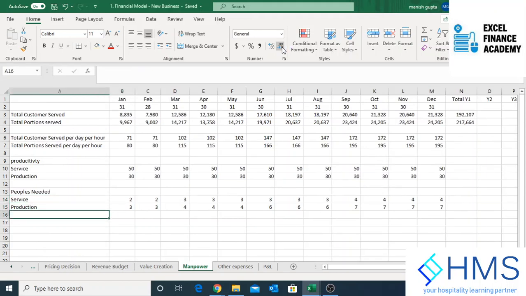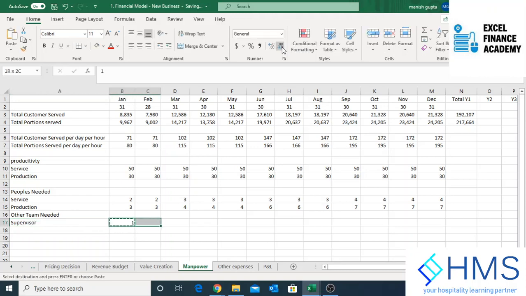Now we have identified the number of people needed. Do you need a manager? Let's say you may need a supervisor for them, right? Someone to supervise the other people, so other team needed, based on the production. So other team needed is going to be a supervisor, let's say 1 person minimum, right? And then you also will need somebody to relieve these people, because not everybody works 7 days a week, right? They will be working only 5 days a week.